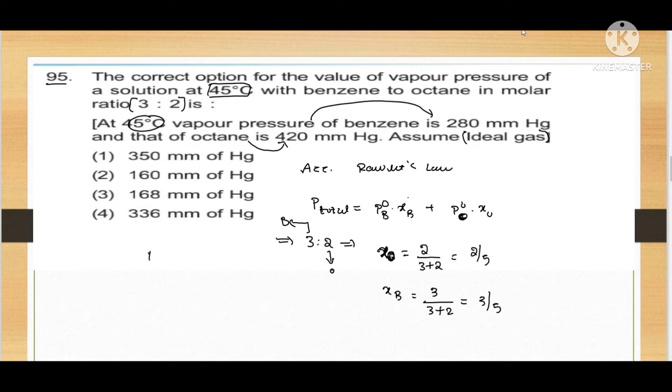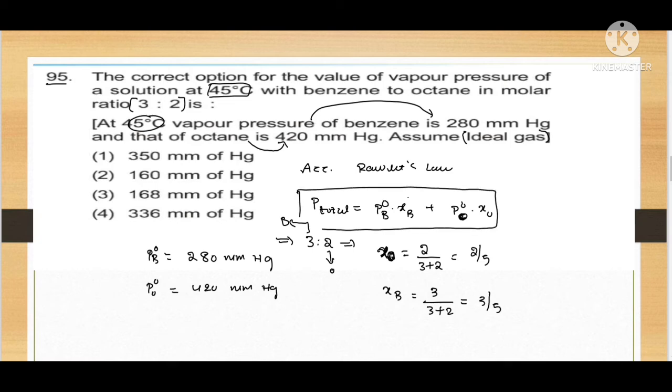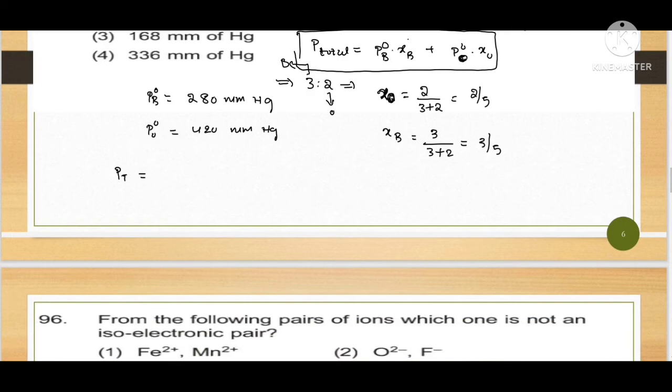We know that partial pressure of benzene equal to 280 mmHg and partial pressure of octane equal to 420 mmHg. Now substitute all these values in the given formula. P total is equal to P naught B, partial pressure of benzene is 280 into mole fraction is 3 by 5 plus partial pressure of octane is 420 into its mole fraction is 2 by 5.